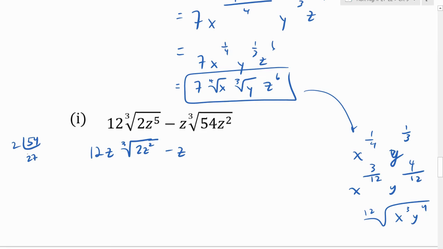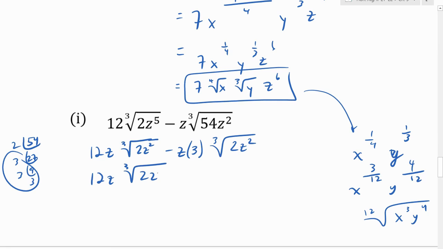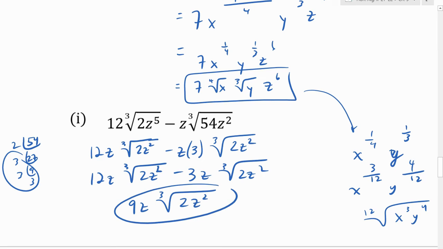54. Okay, I could bring out a 3. And it would leave the 2 and the z squared under. So I've got 12z on the cube root of 2z squared minus 3z on the cube root of 2z squared. So it leaves me 9z on the cube root of 2z squared.